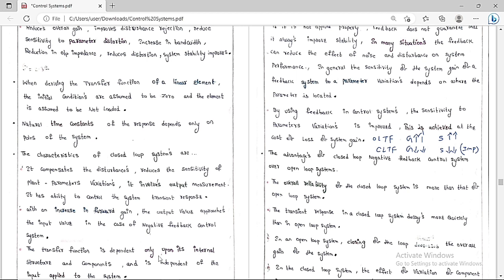So now what is going to happen? Even though there are variations in the feedback path element or the forward path element, the variation in the output is very much lesser.